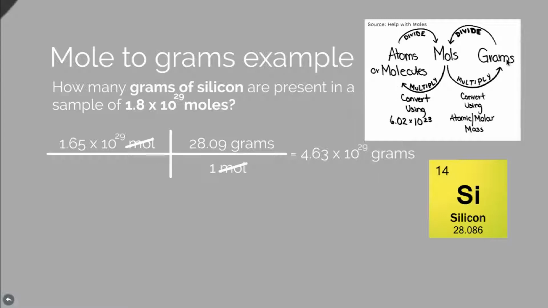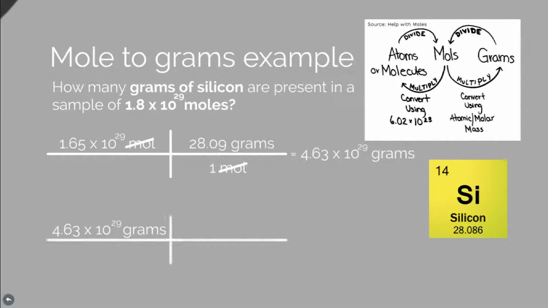So again, this is how it compares to our graphic. We're starting here in the center with moles, and we want to go to grams. Make sure that you follow the right arrow, and here we are following the arrow that is labeled multiply, using the atomic mass, and that's exactly what we did. We took our number of moles, and we are multiplying by the molar mass of silicon, and we're getting our result in grams. So let's turn that around and say that we were starting with the number of grams and needed to take it to the number of moles.